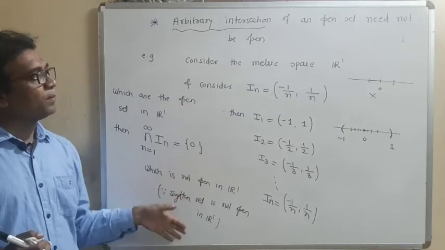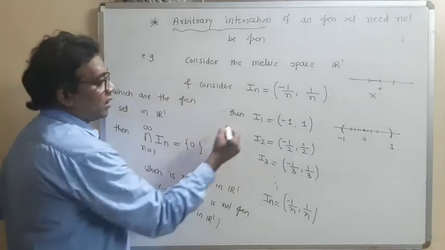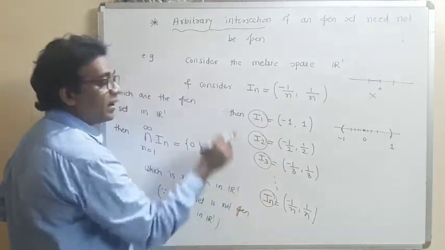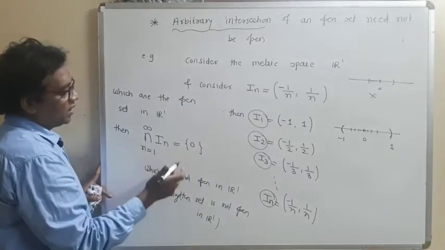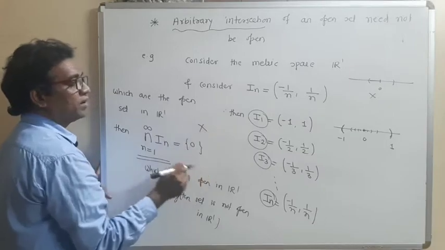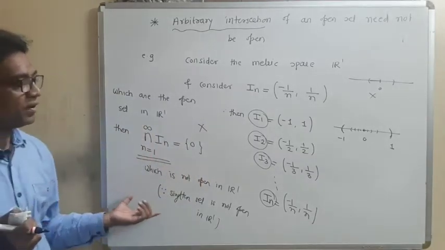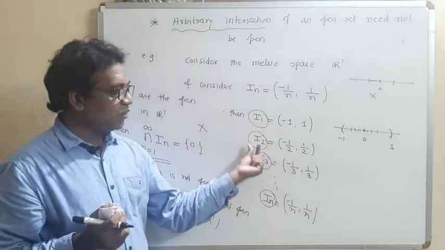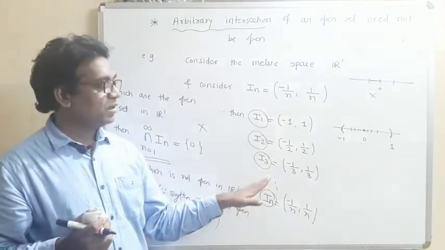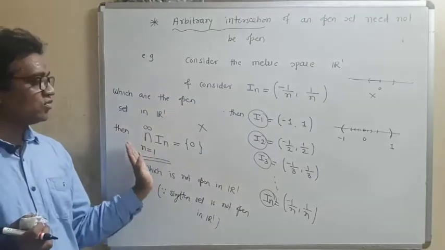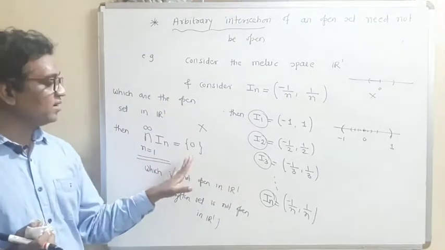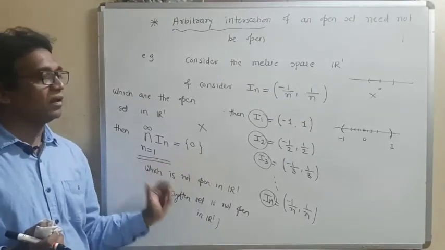So this is the example that if we take open sets in a metric space, then their arbitrary intersection is not open in the real line. What is this example? If I1, I2, I3 are open sets in a metric space, the arbitrary intersection of these open sets is not open. It is the singleton set, and the singleton set is not open in the real line.